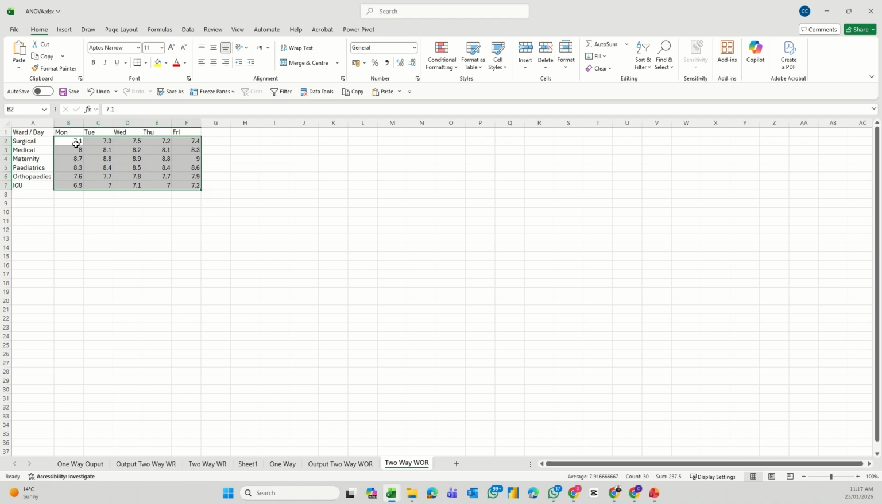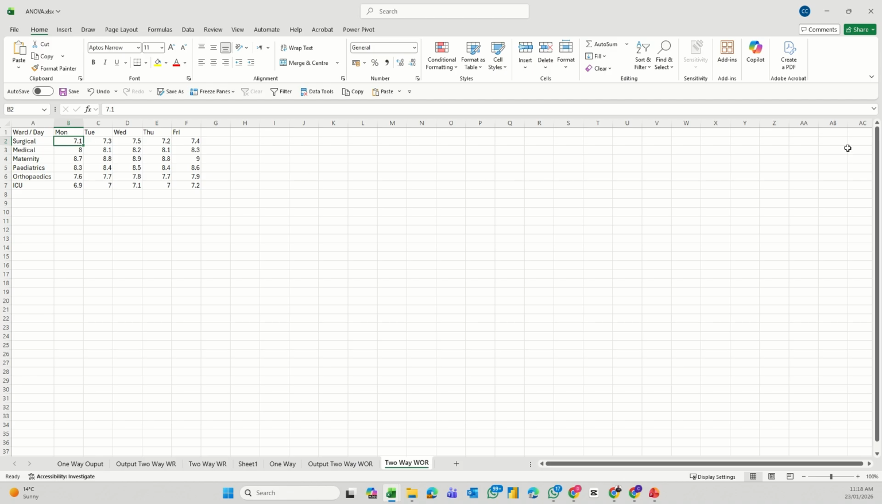Why is it without replication? It is without replication because each surgical and day value, each word and day value, has one single value attached to it. If there were multiple values attached to a Monday and a surgical value, so that it repeats itself, you could now say it is repetitive, or with repetition. But for now, we have one single value without repetition. So just have that at the back of your mind.